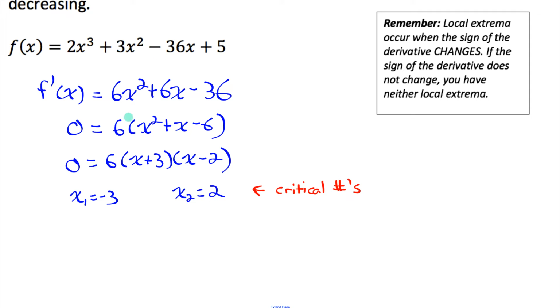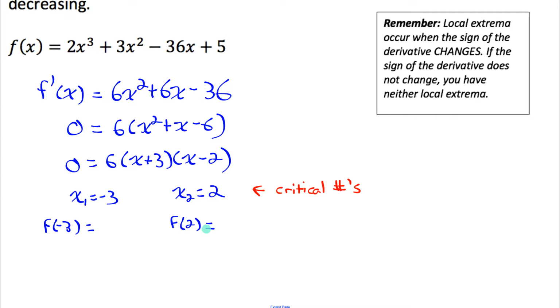Now it may be useful for us here to also find the critical points. Well, I know the slope of the original function is 0 at an x value of negative 3 and 2. But where is the original function at an x value of negative 3 and 2? Let's actually find the y values that go with these x values. So let's evaluate what is f at negative 3 and f at 2.